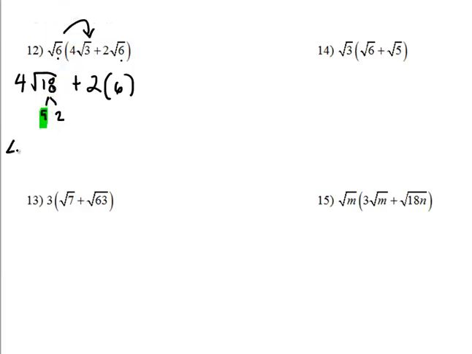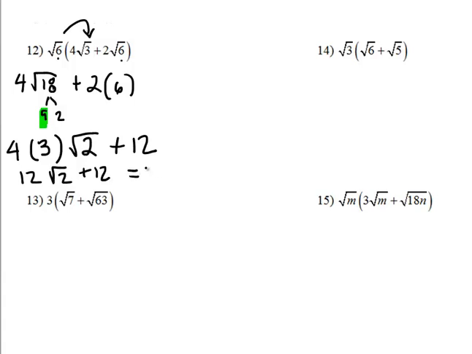So he'll come out. So I'll have 4 times the square root of 9, which is 3, times the square root of what's left behind, which is 2, plus 2 times 6 is 12. So 12 times the square root of 2 plus 12 equals 12 times the square root of 2 plus 1. Don't you dare leave those undone. I want to get it down to those basic factors.